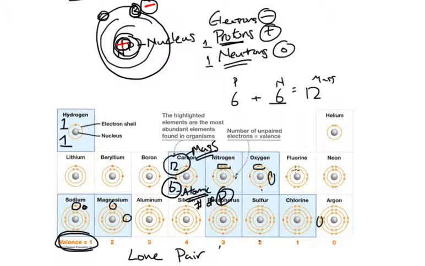So that's your valence. So valence electrons is the amount of electrons on an outermost shell. Your valence is the number of lone pair valence electrons. Another property we want to talk about is this property of electronegativity.